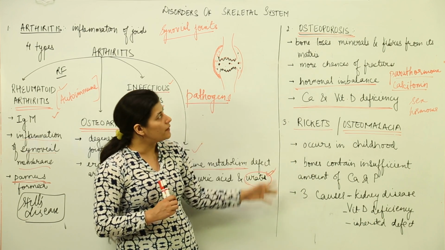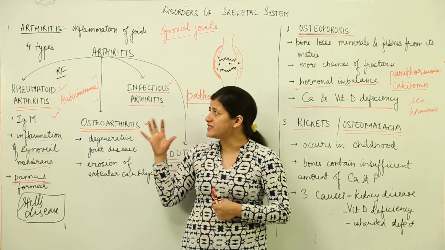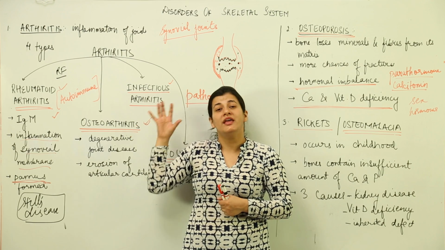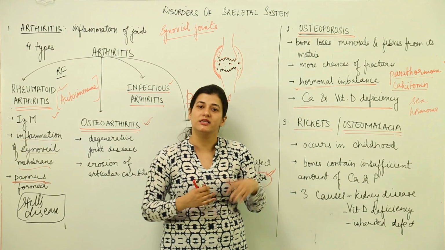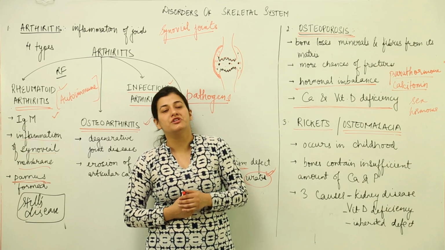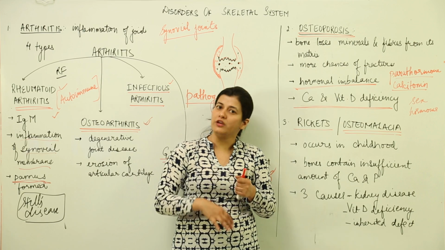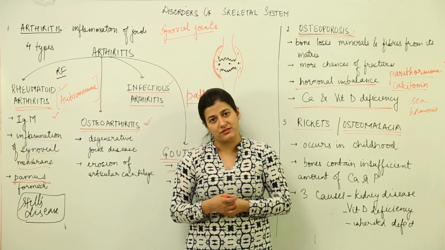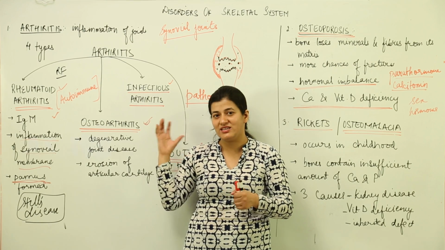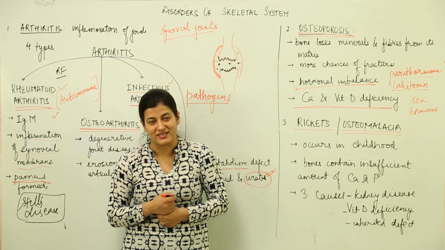So this is all about the disorders of the skeletal system. You have seen the skeletal system can malfunction if inflammation of the joints takes place, or if the bones are deformed and weaker, then also the skeletal system ceases to function, or if it does function, there is a lot of pain as the outcome of these deformities and malfunctions of the skeletal system. Thank you.